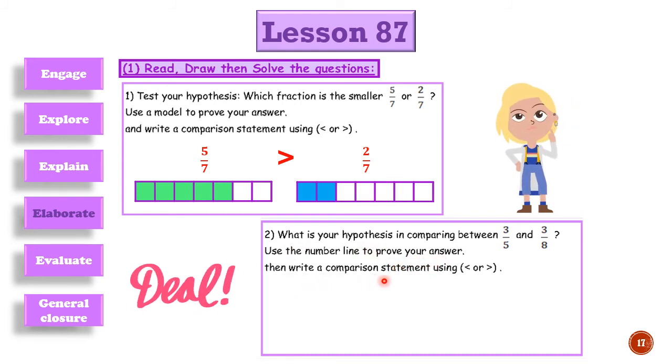Then write a comparison statement using smaller than or more than. He asked us to use our number line. Then draw his number line. The first fraction is called 3/5. Then we will draw a number line divided into how many parts? Yes, look at the denominator, it will be 5 parts, like this.